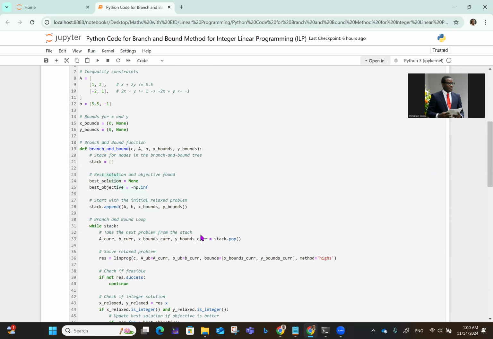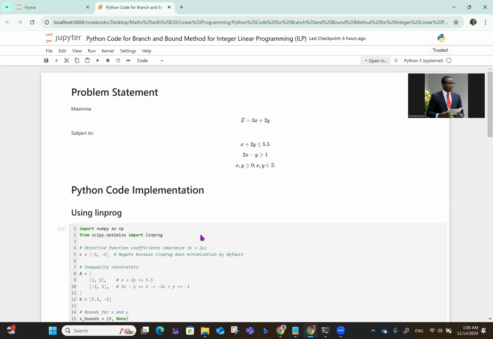So you see that thing we sweated over. I think that video lasted almost 40 minutes when we were doing it manually. With coding, these things are easier, and coding can even handle bigger problems, like if the constraints are very many, maybe 100 constraints or whatever. This can do it more efficiently.